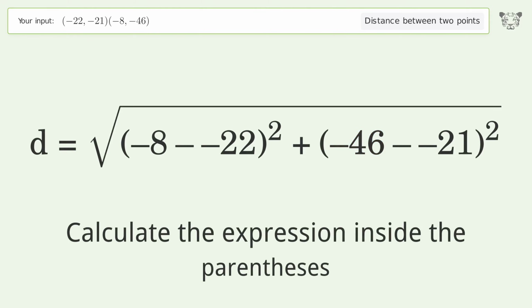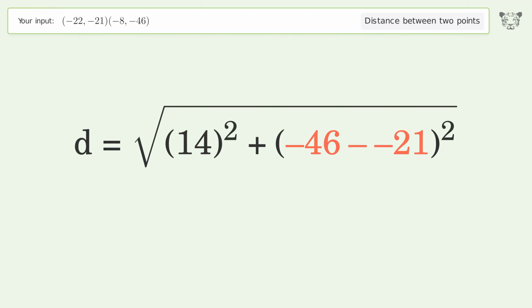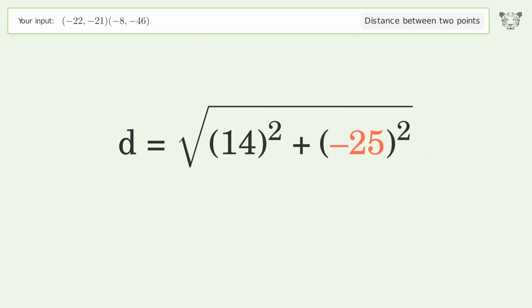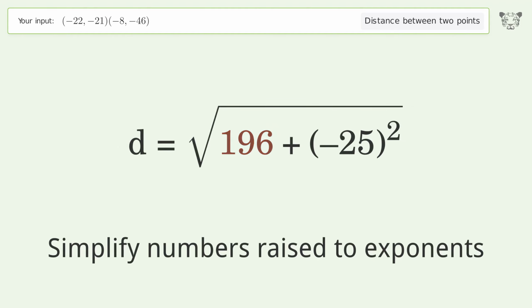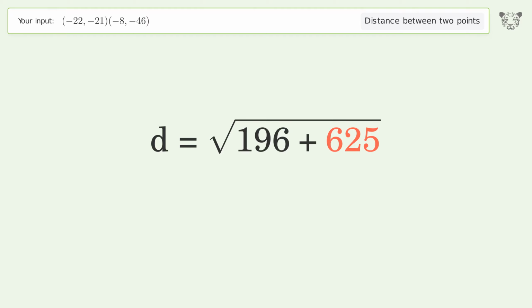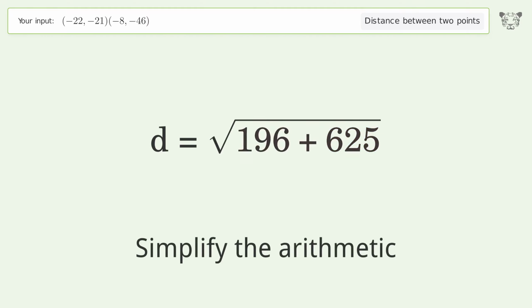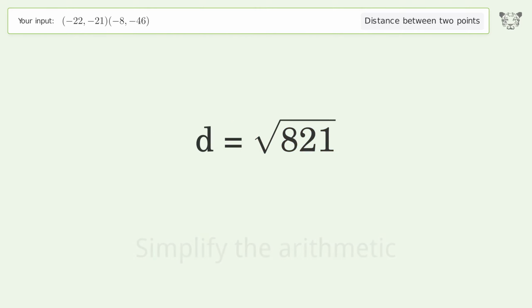Calculate the expression inside the parentheses. Simplify numbers raised to exponents. Simplify the arithmetic. And so the distance between the 2 points is the square root of 821, or 28.653.